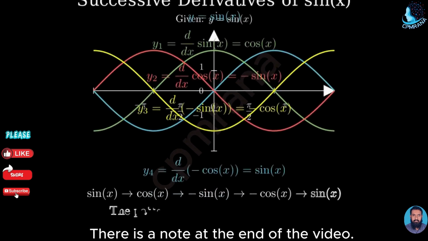Let's observe the pattern we discovered. Starting with sine of x, we get cosine of x, then negative sine of x, then negative cosine of x, and finally back to sine of x. This creates a cycle that repeats every 4 derivatives.